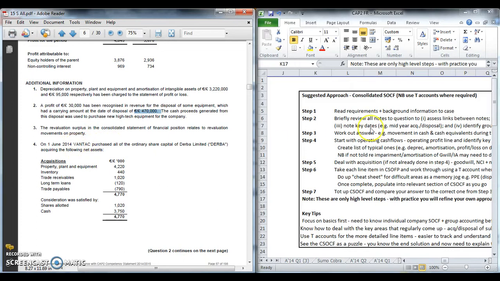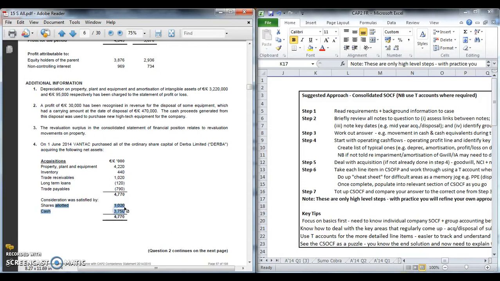So on the 1st of June, again noting key dates, we bought a sub. So you purchased all the share capital, so no extra non-controlling interest here. You bought these net assets, so assets and liabilities, and that's how much you paid for it. So you'll notice straight away, and it's a good thing to understand, that some of these will explain the movements in these line items, and we need to take account of that in T accounts.